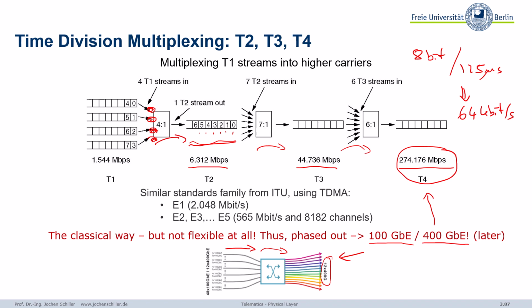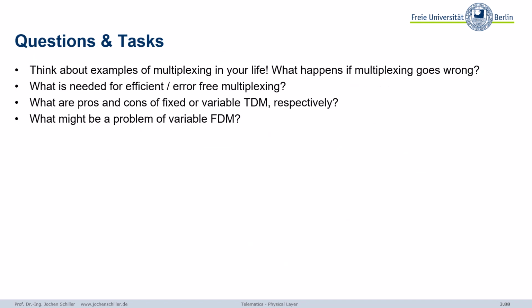So multiplexing, an important scheme to share resources. Think of multiplexing in your everyday life. So where do you see multiplexing if you step out of the door of your house, or even inside the house or on the street, etc.? And what happens if multiplexing goes wrong? What do we need for efficient multiplexing? What do we need for error-free multiplexing? And this also goes together with the advantages of these more fixed or more variable schemes for multiplexing.